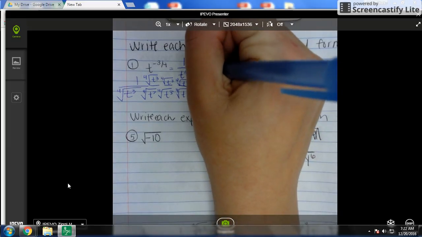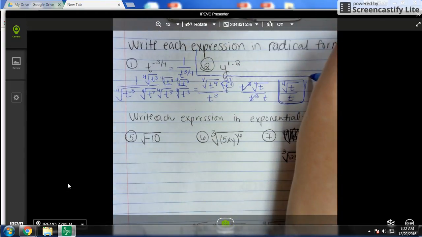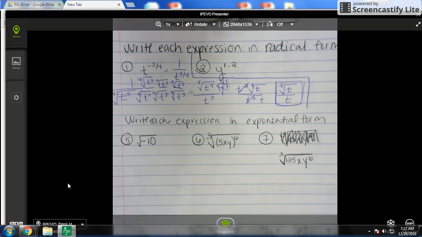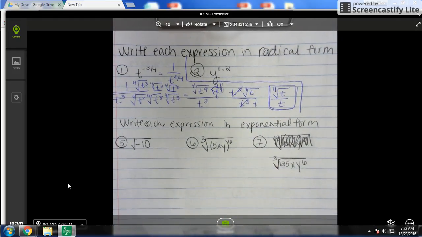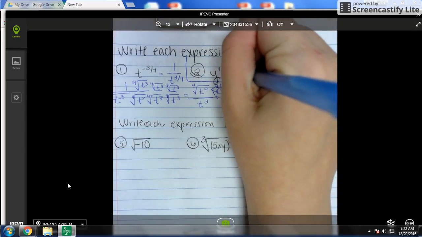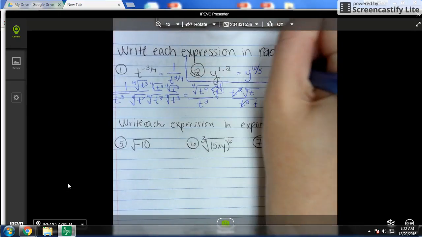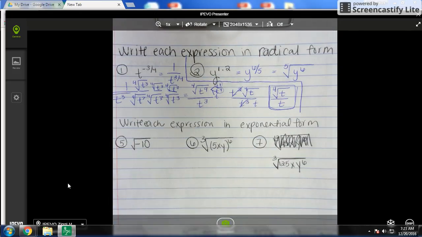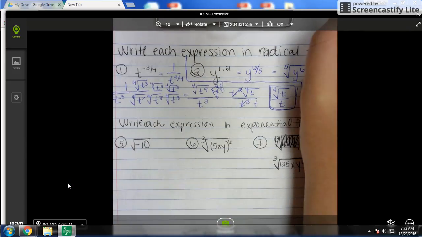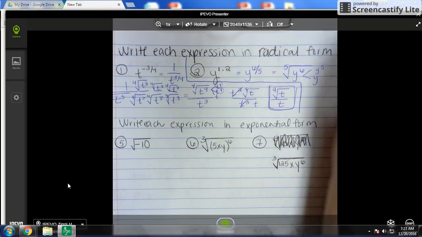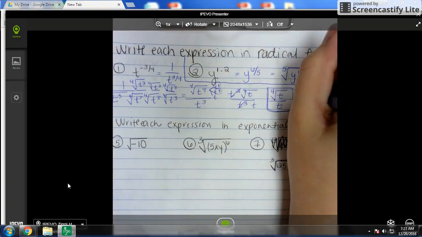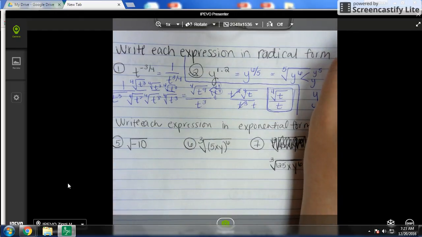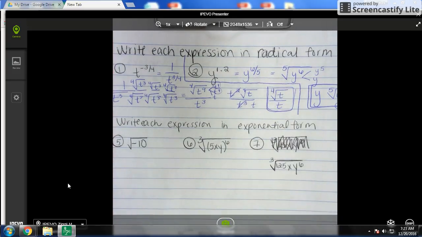Alright, and then here, this one's a little bit easier. We have y to the 1.2. So y to the 1.2, we want to put it in fraction form. 1.2 in fraction form is 6/5. So we can rewrite that as the 5th root of y to the 6th. And then we can simplify that. Y to the 6th can split into y to the 5th times y to the 1. That y to the 5th comes out, so we have a y on the outside and a 1y left on the inside. That would be our final answer there.